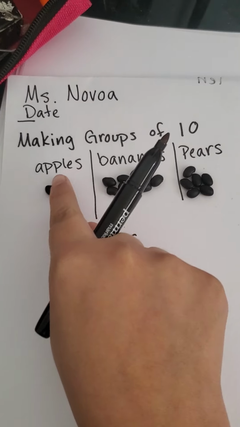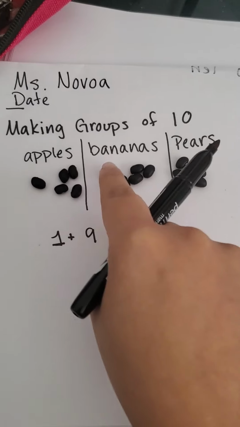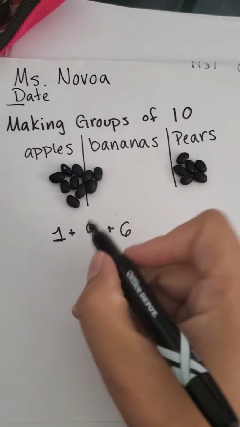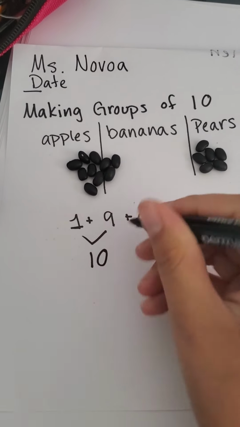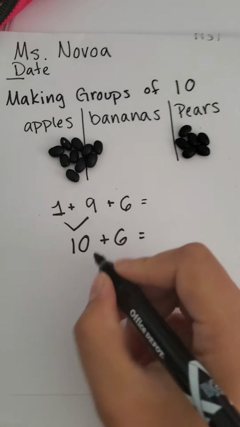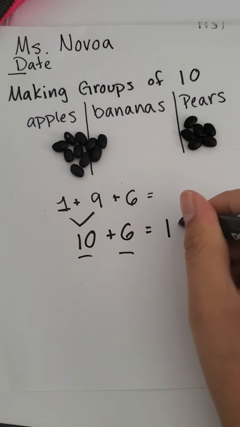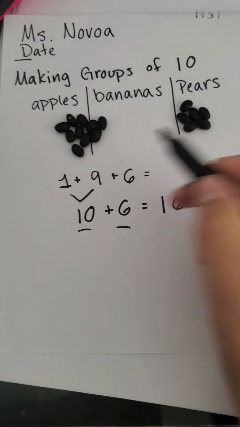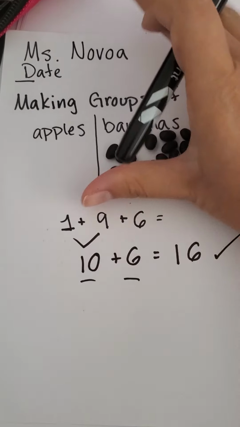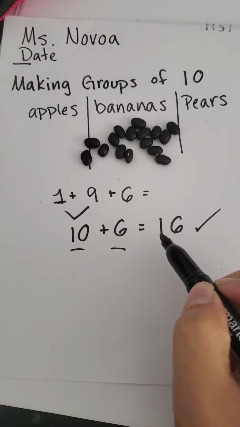Okay, so I know 1, 2, 3, 4, 5, 6, 7, 8, 9, 10. 1 and 9 make 10, right? So that could be 10 plus 6 equals. And it's easier to work with. It's easier to work with 2 numbers than 3. We know that 10 plus 6 is what? 16. And that makes it easier instead of saying 1 plus 9 plus 6. Okay, so with whatever you're working with, make a group of 10 to make 2 numbers instead of 3. And that should be easier to work with.